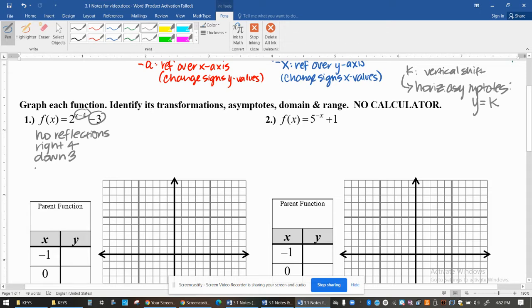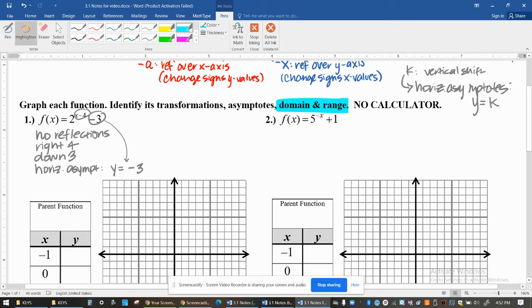Now, one thing that I do want you to make sure you label is the horizontal asymptote. So the horizontal asymptote is an equation that's always y equals, and it's based on that vertical shift number. So -3. Now, don't worry about the domain and range yet. We'll be able to do that once we have our graph, because notice that the directions do ask for domain and range.